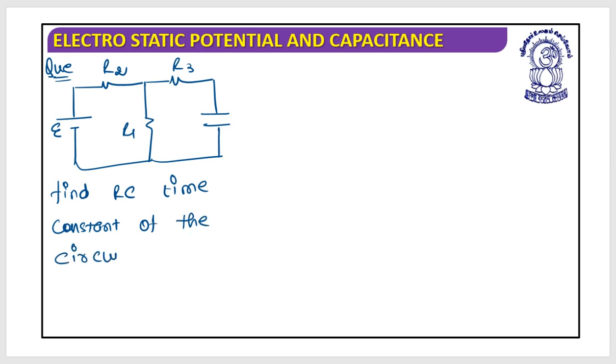This is the requirement: find RC, the time constant of the circuit. So how can you do this? How can you do this? It's a C. So what I need to do is, let's begin with the first step.